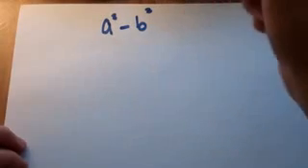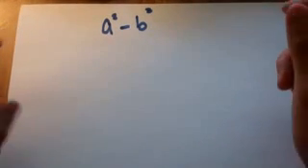Today I'm going to go over factoring the difference of two squares. Difference of two squares, you'll see a whole heck of a lot, especially if you're going to stick with mathematics. But basically what it says is, let's say you have a polynomial, something like this: a squared minus b squared.